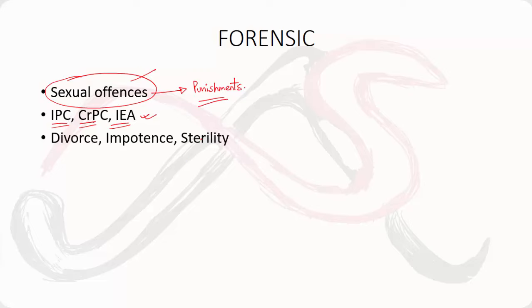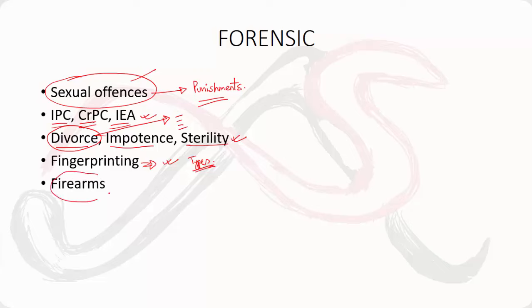The third thing is the three different topics: divorce, impotence and sterility. All these three are again oft repeated topics. You should know them in and out. Specifically, if I talk about divorce, you should know the specific conditions in which it's legal to get a divorce. Next is the topic of fingerprinting. Again, very commonly repeated. You should know the types of fingerprints there are, and the minimum requirement of fingerprints from a medico-legal sample. Then there is the topic of firearms.